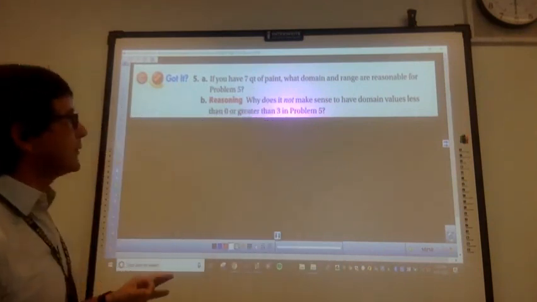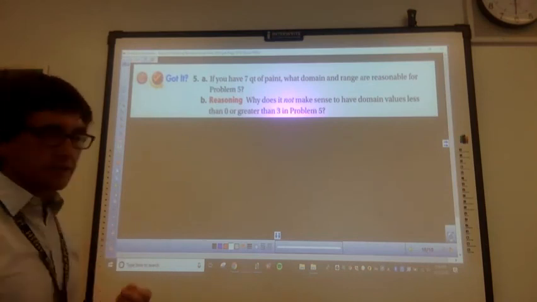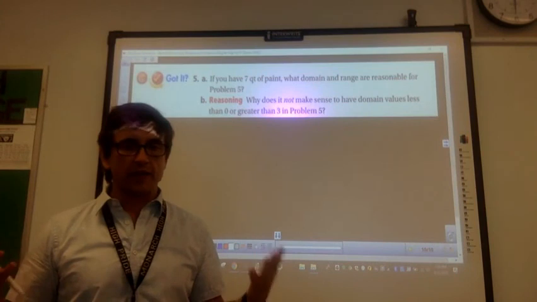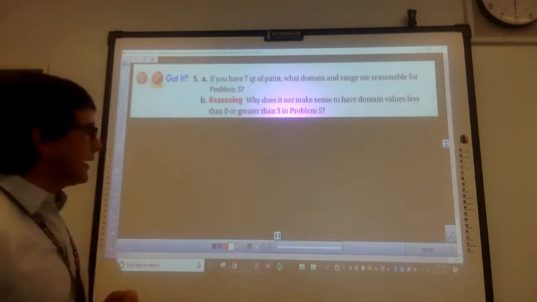Why does it not make sense to have domain or quart values less than 0? Well, you can't paint with negative quarts of paint. Simple as that. All right, that's all I have.